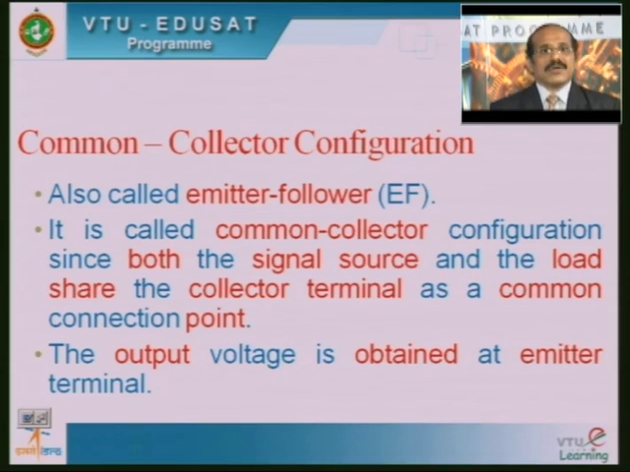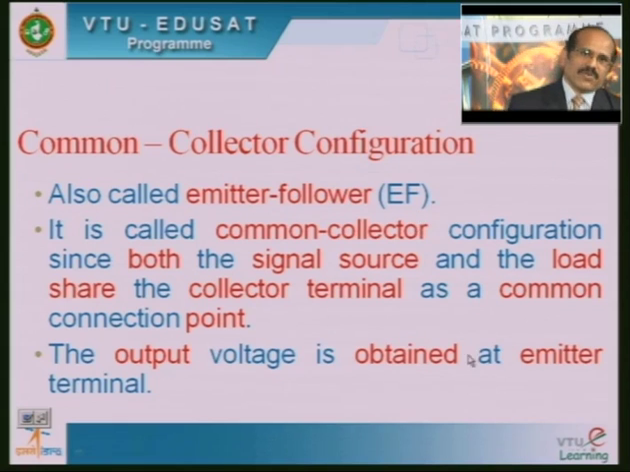So the common collector configuration is called the emitter follower, and it is used as an impedance matching device. Emitter follower means that here the output is taken at the emitter, which follows the input, that is the base. Whatever changes take place in the base, the same changes take place in the emitter. Therefore this common collector configuration of BJT is called the emitter follower.